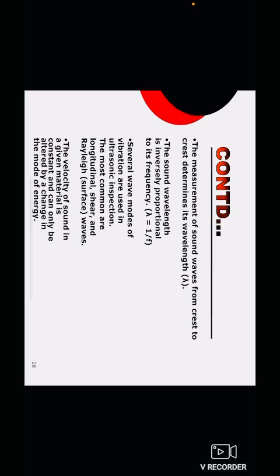Several wave modes of vibration are used in ultrasonic inspection. The most common are longitudinal, shear, and Rayleigh surface waves. The velocity of sound in a given material is constant and can only be altered by a change in the mode of energy.